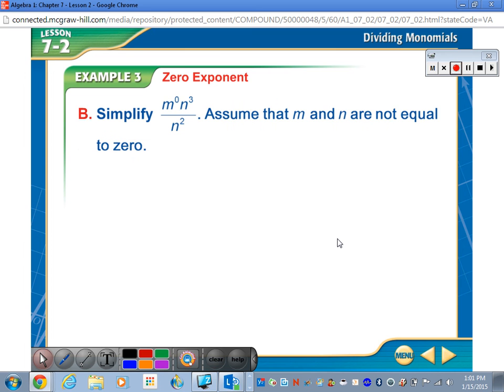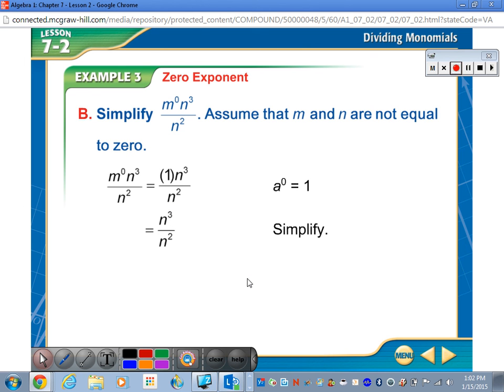Now we're going to do this again, but now notice this one is slightly different because only the m is raised to the 0 power, not the n. So instead of the whole thing just being 1, it just means that this piece goes to 1. Again, m and n are not equal to 0. And so what you're going to do here, that m to the 0 power changes to 1, okay? So then what you're left with is n to the third over n to the second.